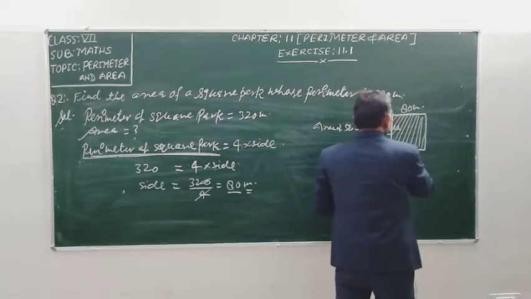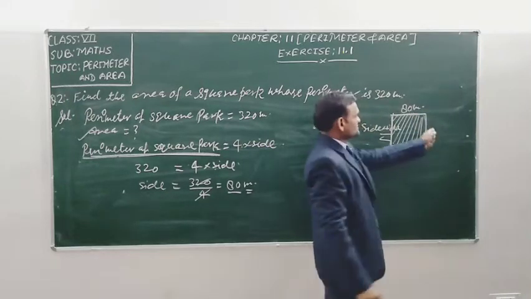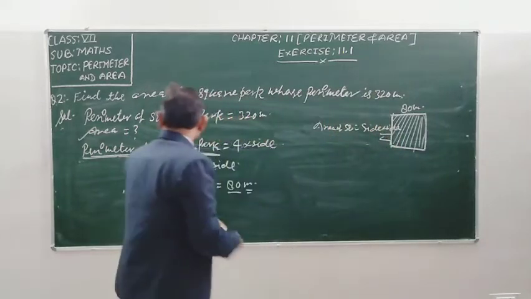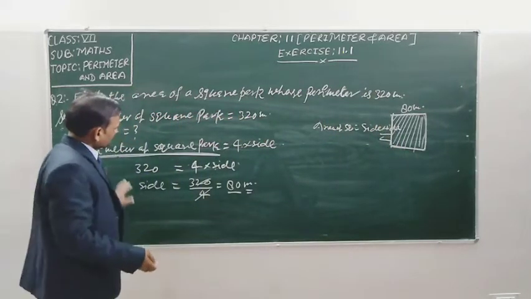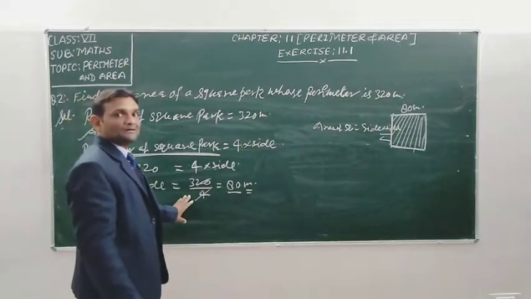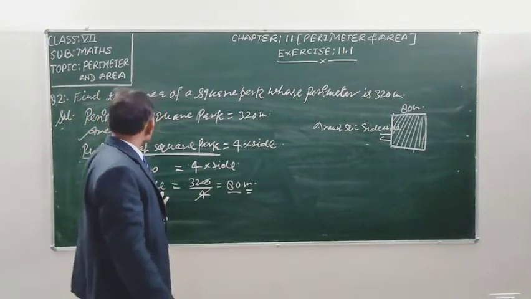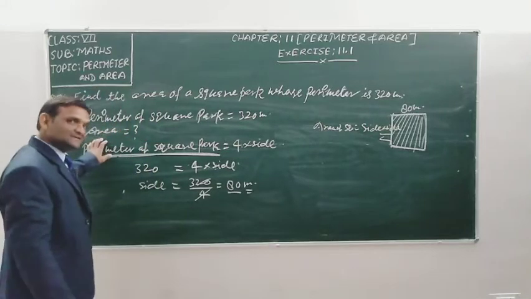So, property of the square: all sides are equal. So this is 80, this is 80 and this is 80 also. So now student, you have found out the side of the square park. And when you are able to find out the side, then you can find out the area easily.